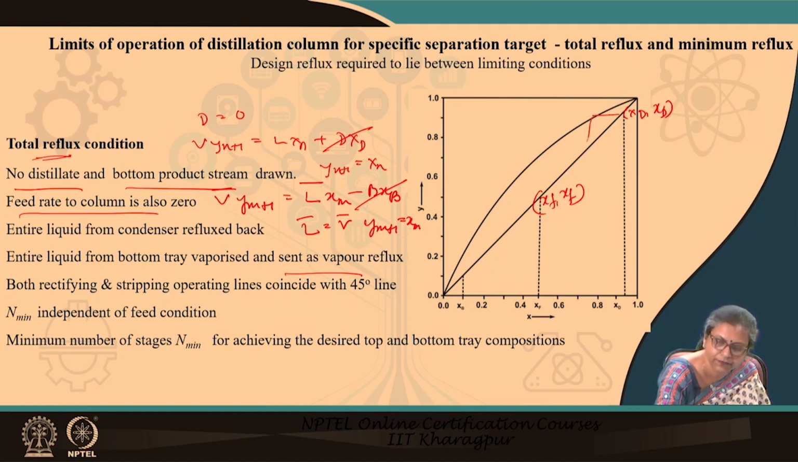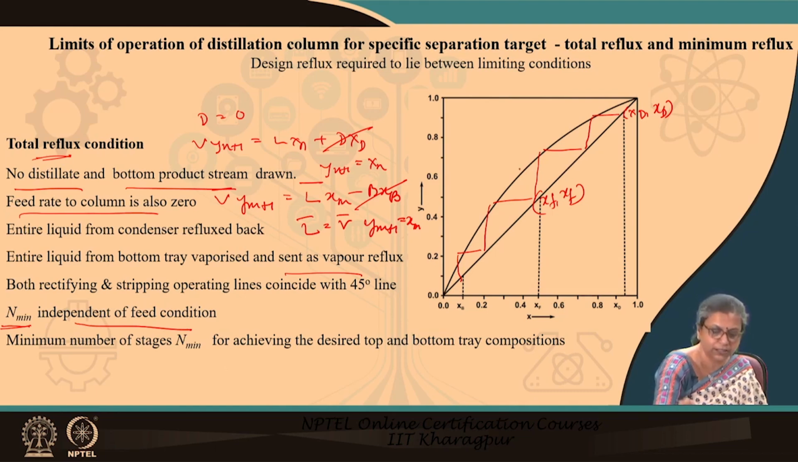In this particular case, if you draw the stairs, we find that for any particular separation, since the operating lines are furthest from the equilibrium curve, the minimum number of stages are required in order to bring about that separation from a known feed composition. Another important thing is that since we are not constructing the q line, the minimum number of ideal stages, designated as n minimum, is independent of the feed condition, because we do not need the q line for this particular construction, right. So, this corresponds to the total reflux condition.